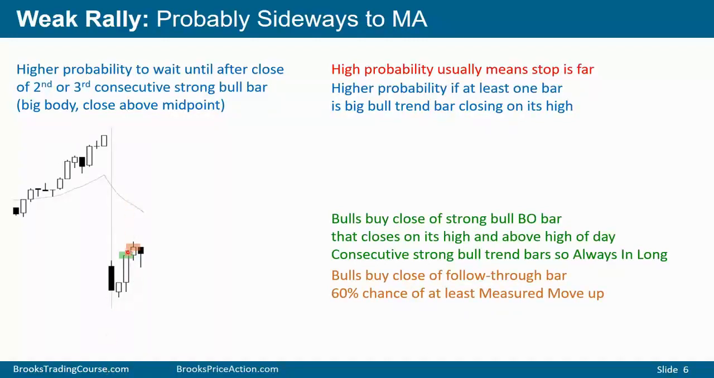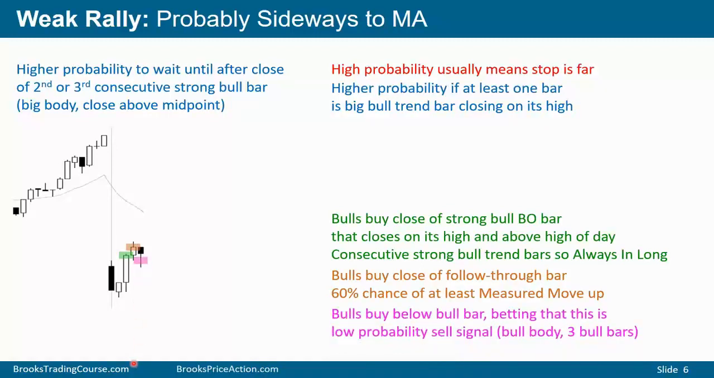Bulls buying closes, they buy this close, they'll buy that close as well, betting that there'll be at least a 60% chance of some kind of a measured move up based upon the height of the breakout. Maybe the open of this bar, the close of this bar, or the close of that bar. More aggressive bulls will even buy with limit orders below the low of this bar, betting that it's a bad sell.